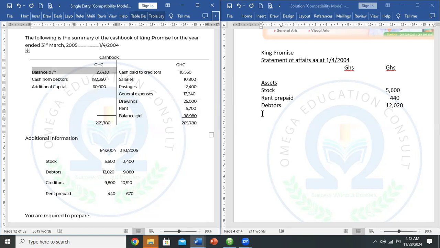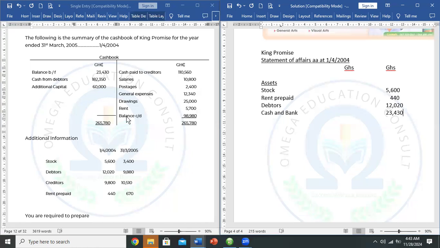When the question is given to you this way, please pay attention to that opening balance, because students most of the time skip that and they don't add it to their assets. So that represents your cash and bank on 1st April 2004. I hope you all agree with me on that. Yes, please. Great. So when you are given the cash book, make sure to note that as your opening balance.